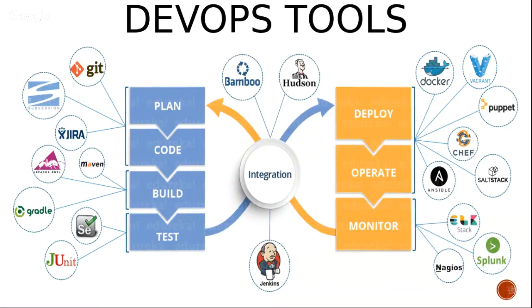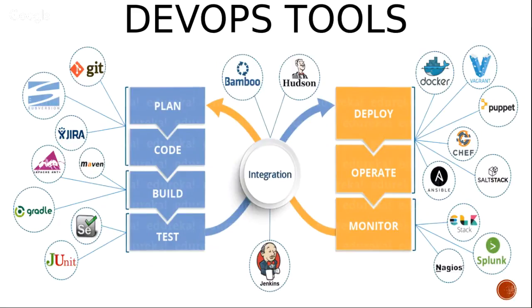The planning and the coding stage, you can use Git, you can use Subversion, you can use Jira. The build stage, you can use Maven, you can use Gradle, you can use Apache Ant. The next stage which is test, you can use Selenium and you can use JUnit. The integration stage, you can use Jenkins. Jenkins is the most popular one in this stage. You can use Jenkins, Bamboo, and Hudson.